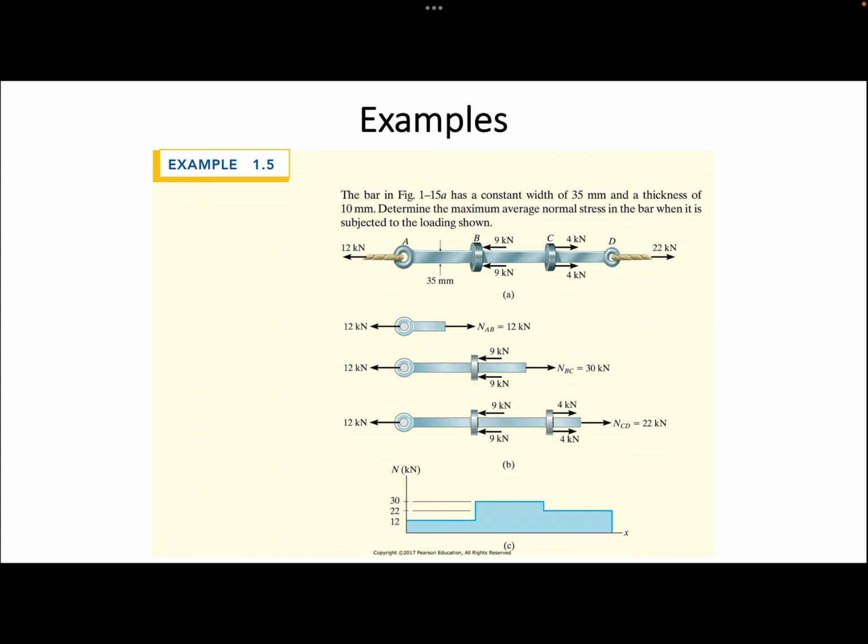Now let us take a look at some example on calculating normal and shear stress. In this first example, we are given a bar with a constant cross-section and a loading description. We are asked to determine the maximum average normal stress.